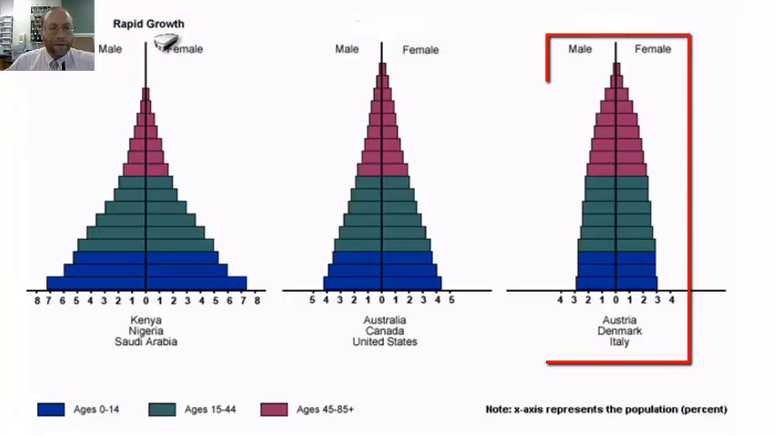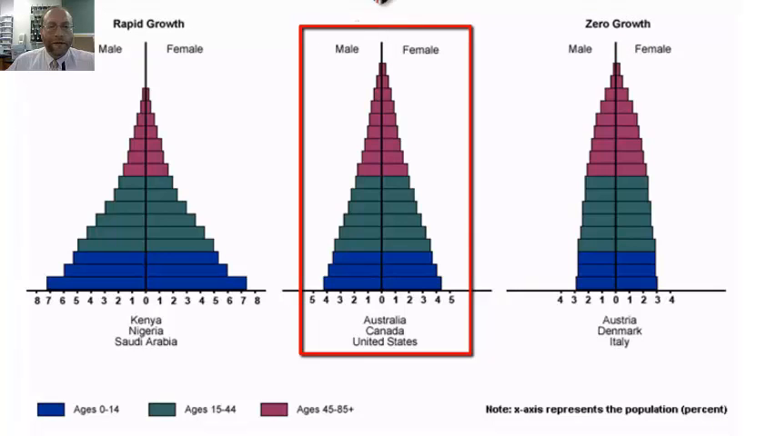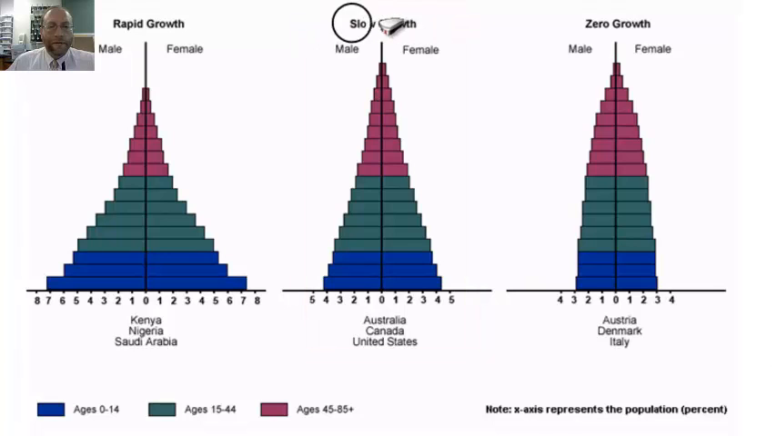On the other hand, if we go over here and look at the one for Austria, Denmark, and Italy, you see how the cohorts for the children have a population size right about the same as their parents, the reproductive ages. So when these children grow up, the population size is really going to be about the same. So this age structure diagram shows 0 growth. And then we look at Australia, Canada, and the United States. This is in between the two, so that's showing slow growth.